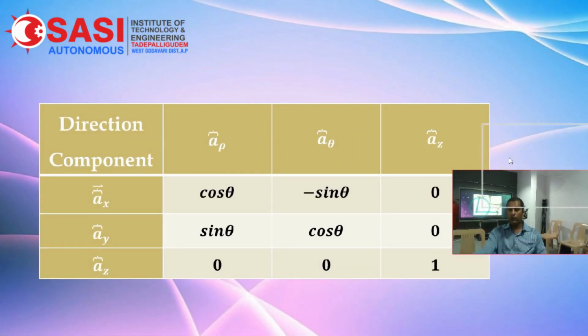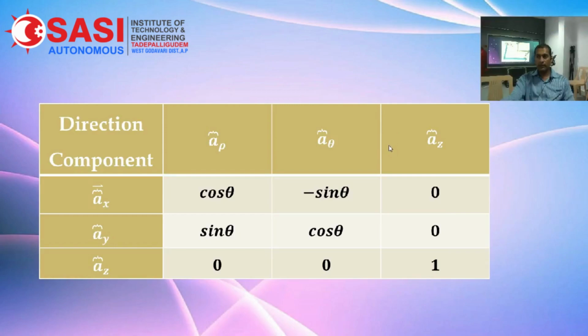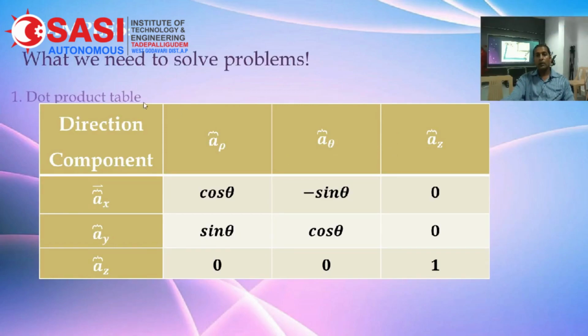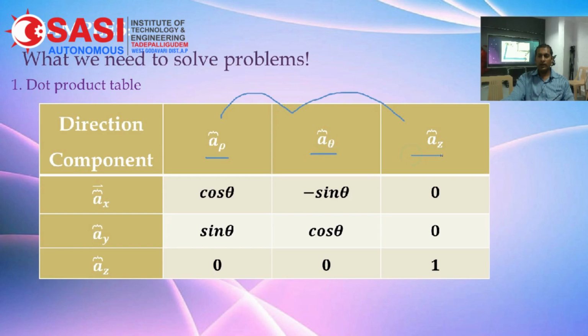So one more thing what we require in the example solving is the direction components, dot product. So here we have conversion for these three components. These three components are AR cap, A theta cap and AZ cap, and these directions for the Cartesian coordinate system are AX cap, AY cap and AZ cap.